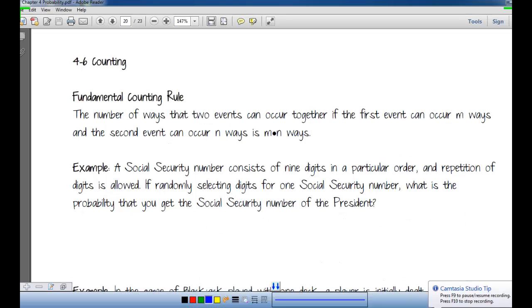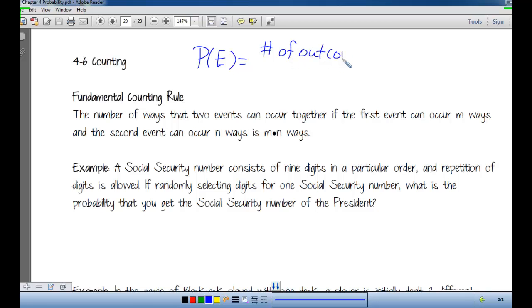All right, so counting is really important in probability, and there are several counting rules that we need to look at. In order for us to calculate probabilities, we can almost always go back to the basic formula, or our classic formula for probability. The probability of an event E is equal to the number of outcomes with E divided by what? Total number of outcomes. Very good.